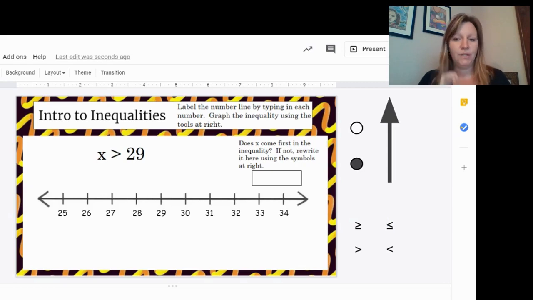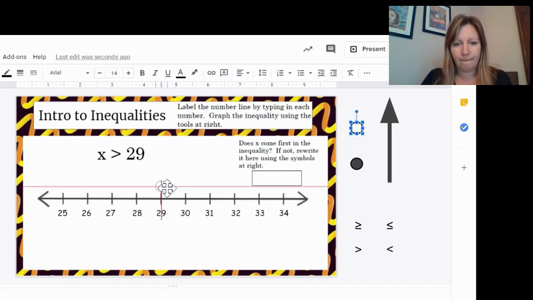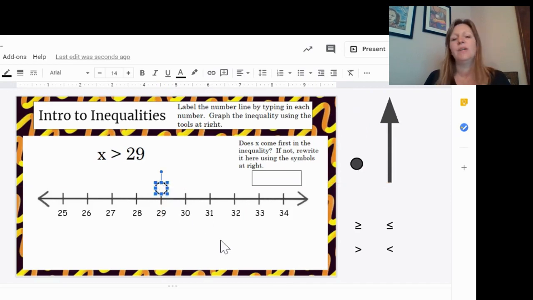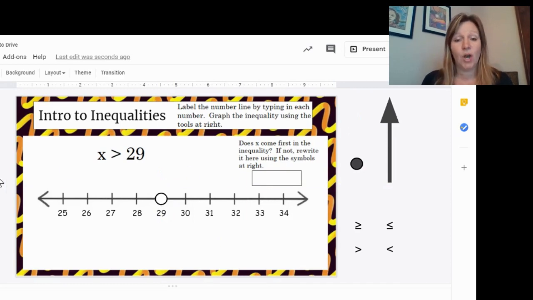Okay, so let's look at our problem. It says x is greater than 29. Greater than means that it can't be 29. It has to be strictly bigger than 29. So we're going to put an open circle on the 29. You can either put it on the number or above the number. It doesn't really matter to me. Again, this tells me that 29 is not included in this answer. However, some numbers really close to 29 are. Then we want to shade numbers that are greater than 29, which are bigger than 29 and go to the right.